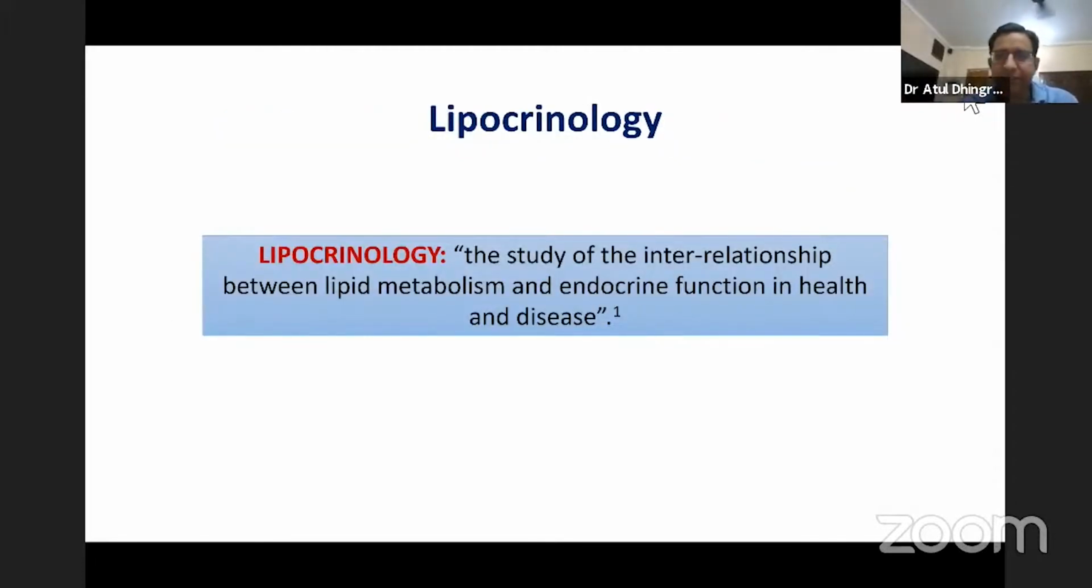So to understand this relationship, there is a very interesting term coined by Dr. Kalra and Dr. Gaganpriya, where they called it lipocrinology. They used this term because they highlighted the importance of endocrinology, that is hormonology, with lipidology, and they combined this term because both of these things are so intimately linked to each other that they cannot be separated from each other. So lipocrinology by definition is the study of interrelationship between lipid metabolism and endocrine function in health and disease.